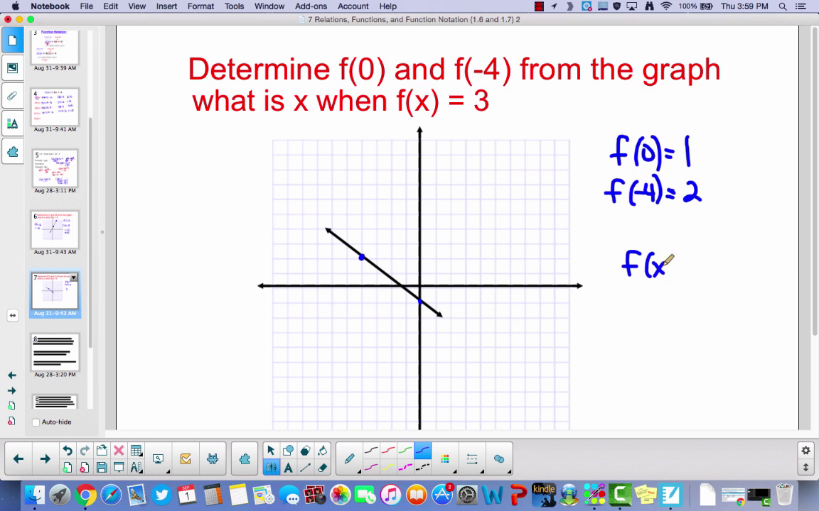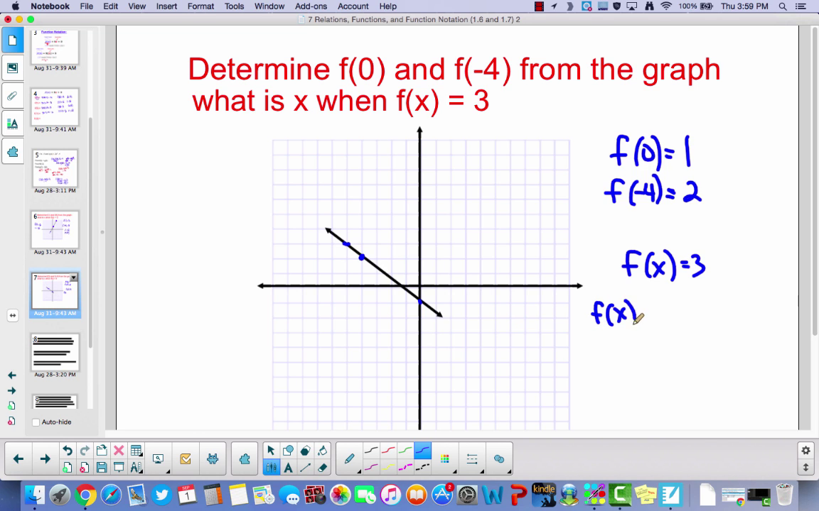It says what is x when f of x is 3? Well, when f of x is 3, that is my y value. So when does my graph hit 3 for the y value? Here's y equals 3. So I come across. What is the x value? Looks like it's negative 5.